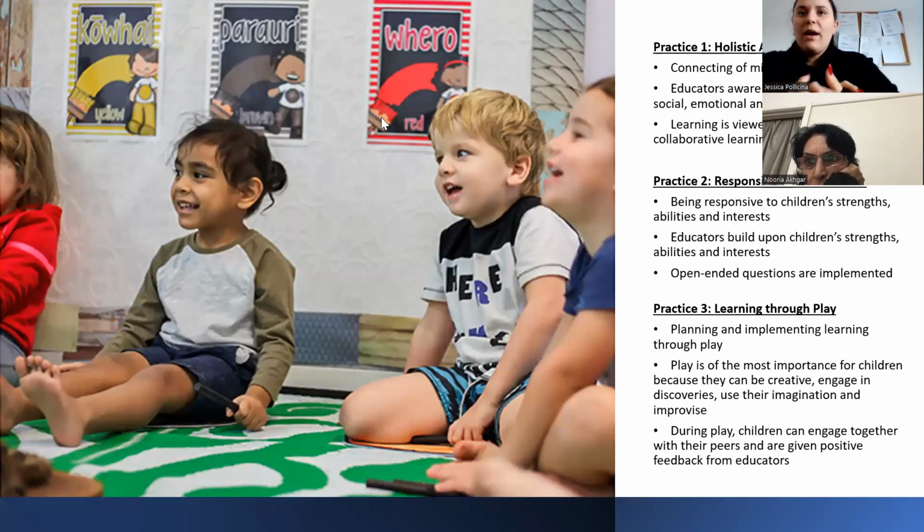So you've got practice 1, holistic approaches. So this is just with the children connecting to their mind, body, and spirit, and you as the educator being aware of their physical, personal, social, emotional, and their spiritual well-being, which you guys would have known now because we have introduced the well-being chart. Okay, so I know that you all have just been working really hard on that as well.